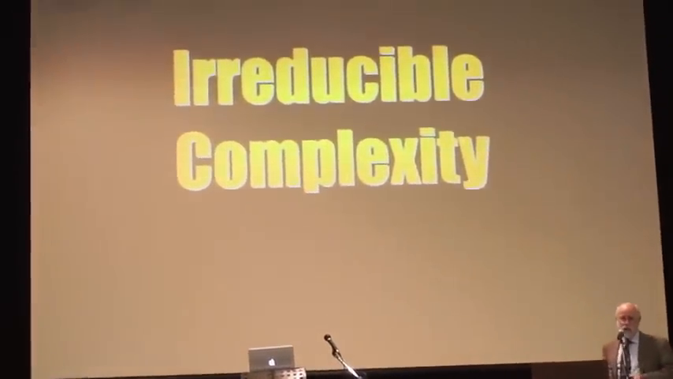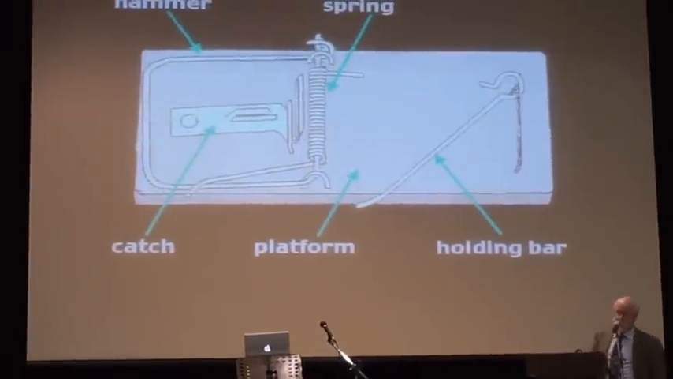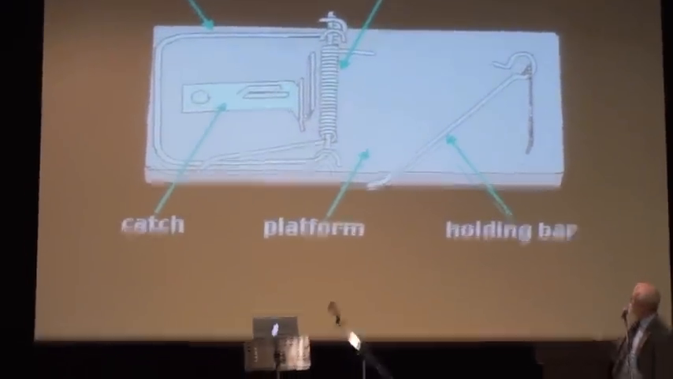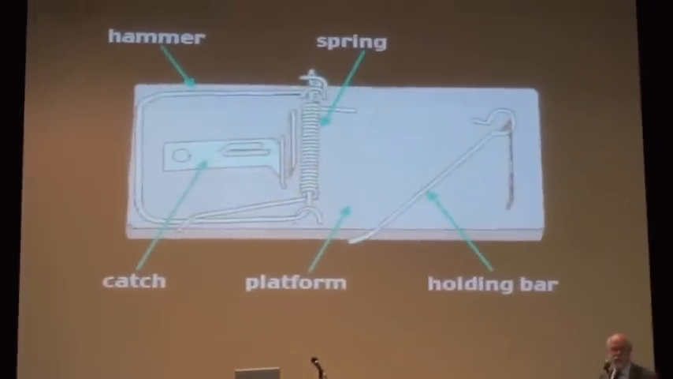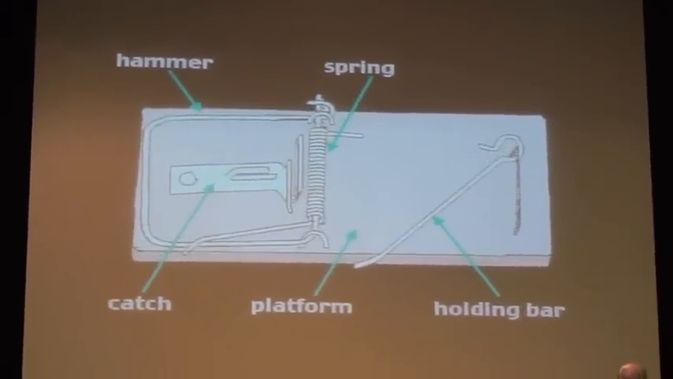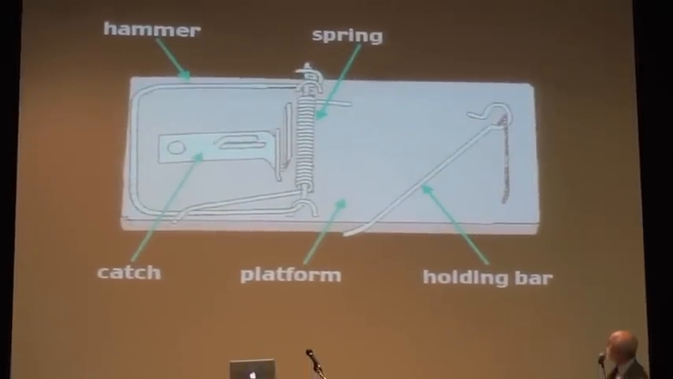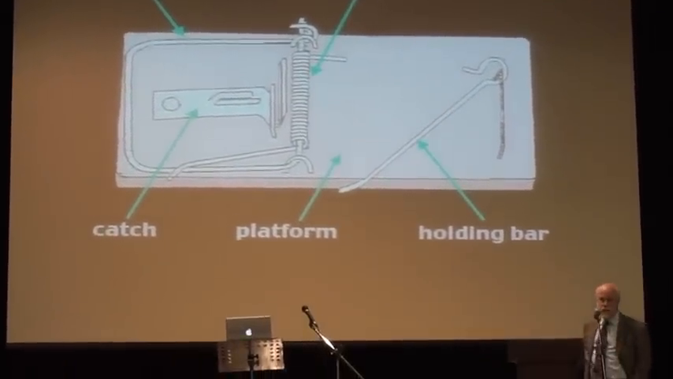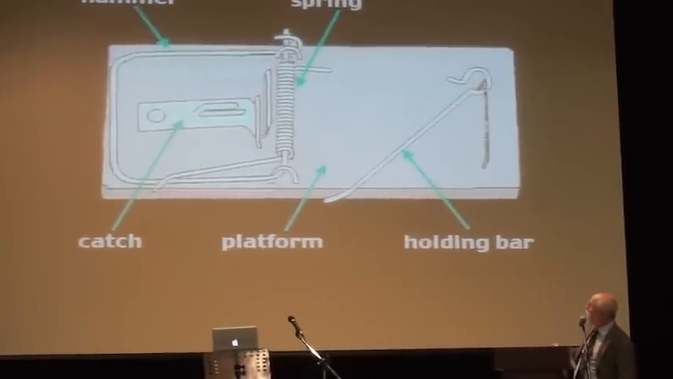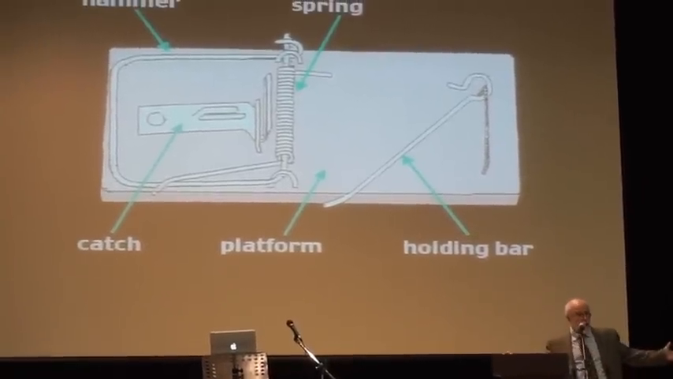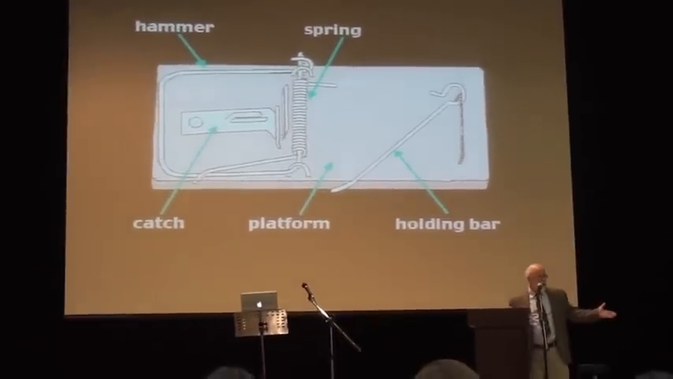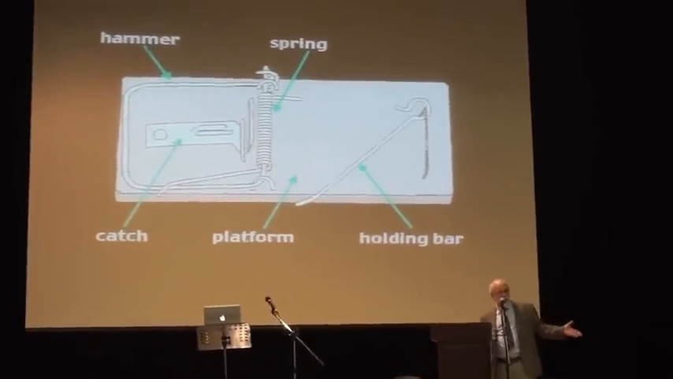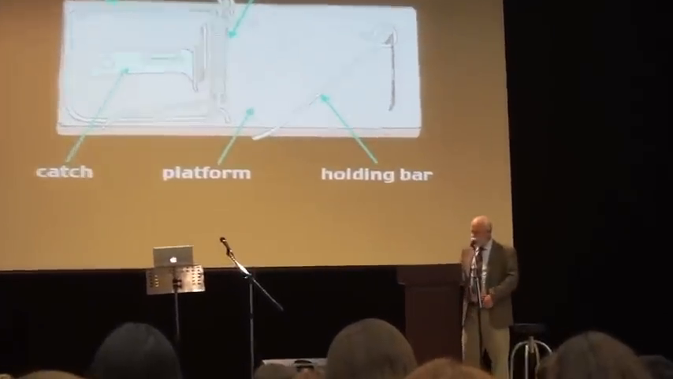And an example of the system that I discussed in my book is a mousetrap, a mechanical mousetrap. A mechanical mousetrap has a number of parts: a spring, hammer, platform, and so on. And if you take away any one of these parts, it can't catch mice anymore. It's broken. So that's what I mean. That's an example of something that is irreducibly complex.